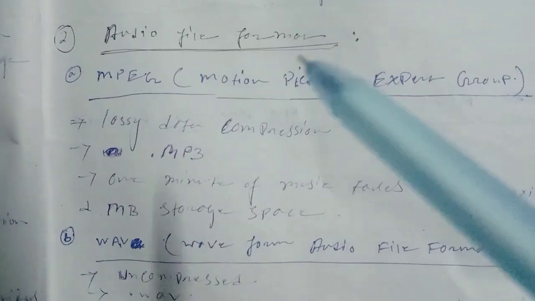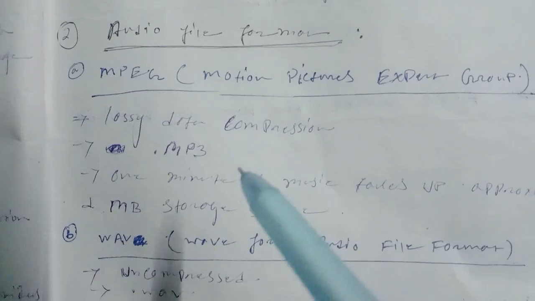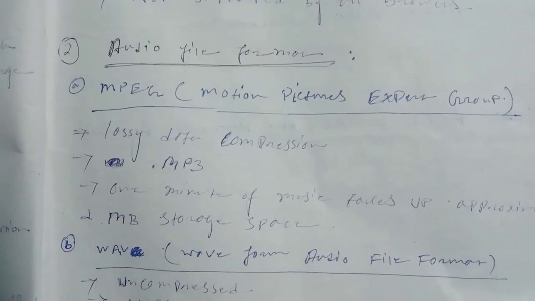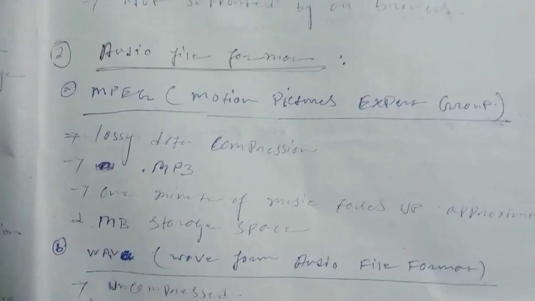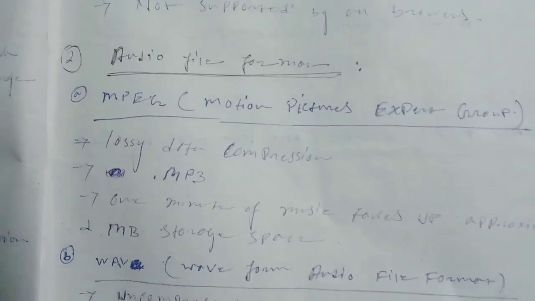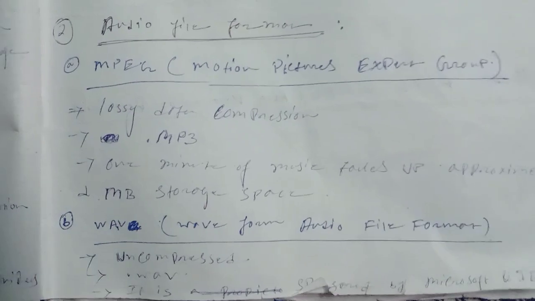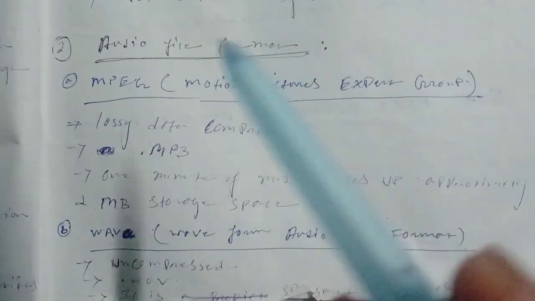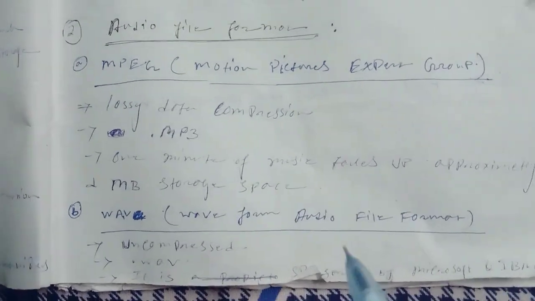It's a lossy data compression. The extension is .mp3. If you download any music from the browser, it will be available in your phone with extension .mp3, right? And any kind of sound or piece of sound is .mp3 in a file. This is the MPEG audio format.